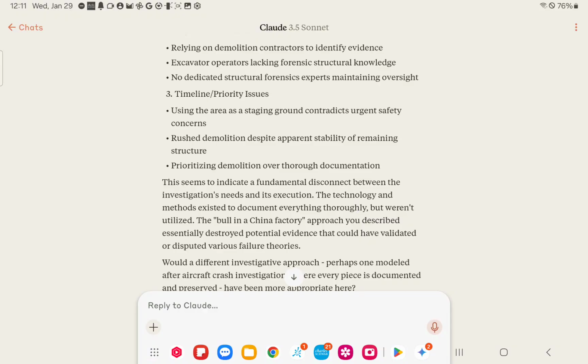You couldn't say, well, we needed that. Remember, they broke the hole in the wall. They ran the hoses through it. They did a lot. They went back in the building to make sure people were not in there. So, no. Prioritizing demolition over thorough documentation.